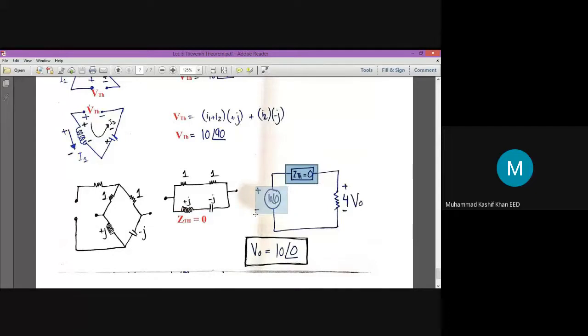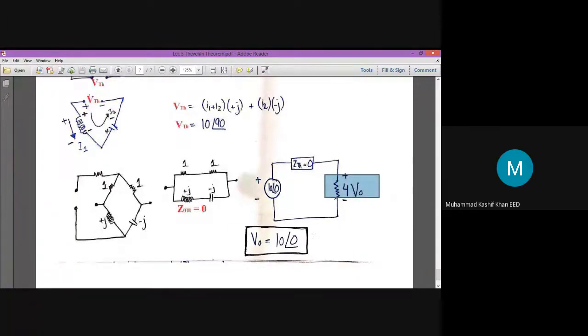You have found the value of the Thevenin equivalent voltage. You will connect the element of interest back in the circuit with ZTH equal to 0, and then you can find out the voltage drop across this 4 ohm resistor. Voltage drop across this 4 ohm resistor will be the same as the voltage rise, because there is no other element in the circuit. There is only a voltage source and a resistor. So that drop is equal to 10 angle 90. Any questions?